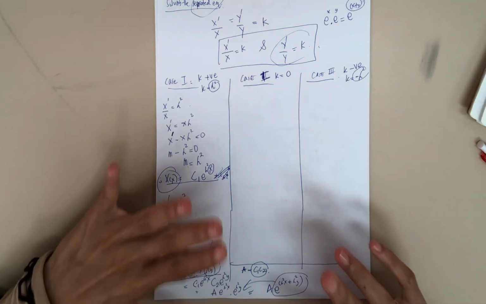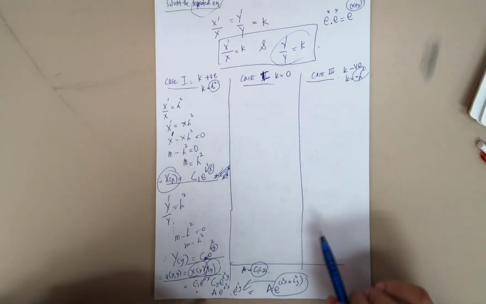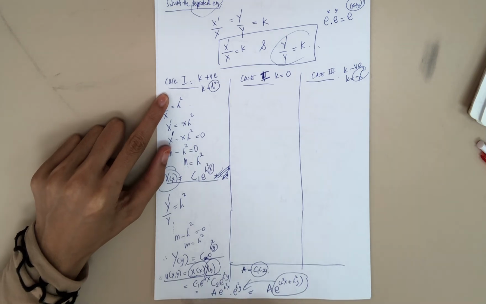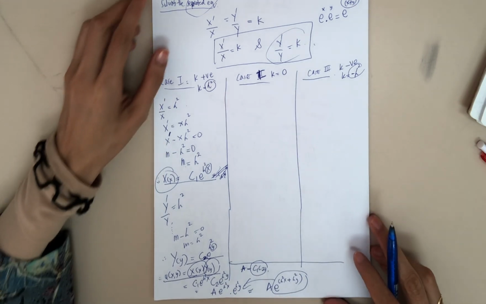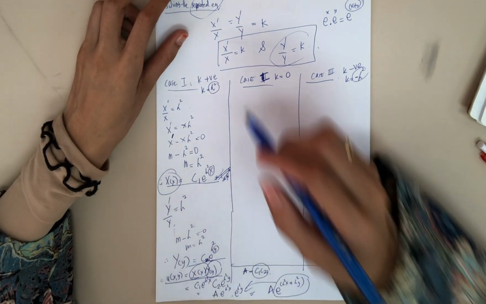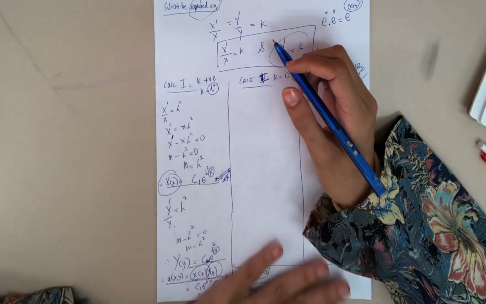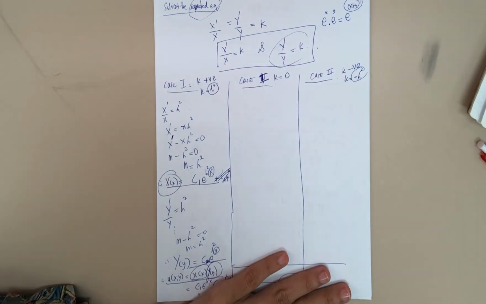For now only. So your answer for case number 1 is given by u(x,y) equal to a e power lambda square x plus lambda square y. Right, so I continue with case number 2.